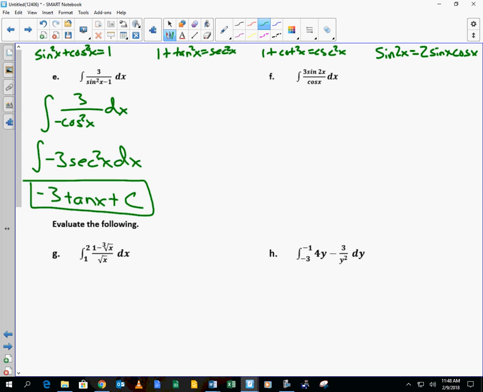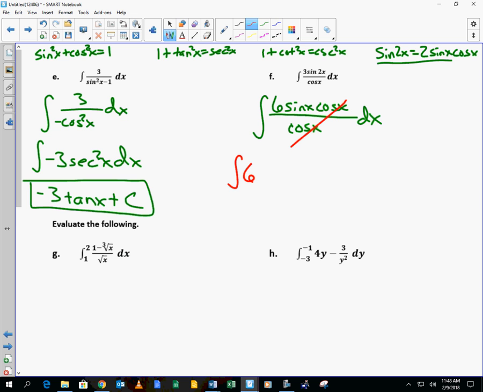Next one looks really challenging as well. You've got 3 sine of 2x over cosine of x. Here you've got a double angle. Here you've got a single angle. If you simply insert that, we've got the integral of 6 sine of x cosine of x over cosine of x dx. You've got the 3 here, you're going to multiply that by the 2. So the cosines go away.